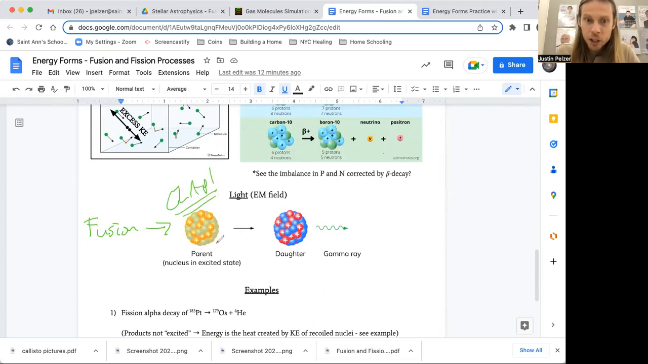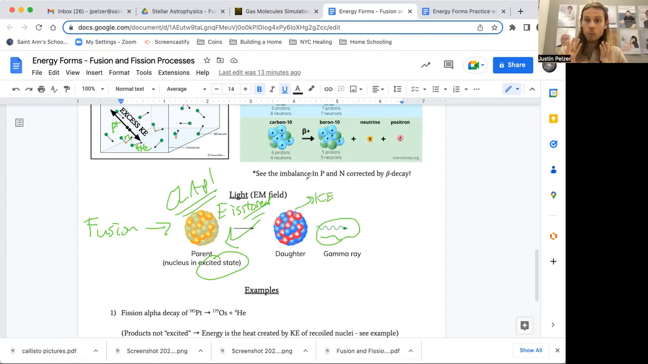Now we have that energy stored for a fraction of a second. The energy is stored in the excited state and then is released either via excess proton or a neutron flying out or an alpha particle flying out. Boom, released, it can collide. This will also have some kinetic energy because it's releasing something. Imagine being on a skateboard and you throw something, conservation of momentum, right?